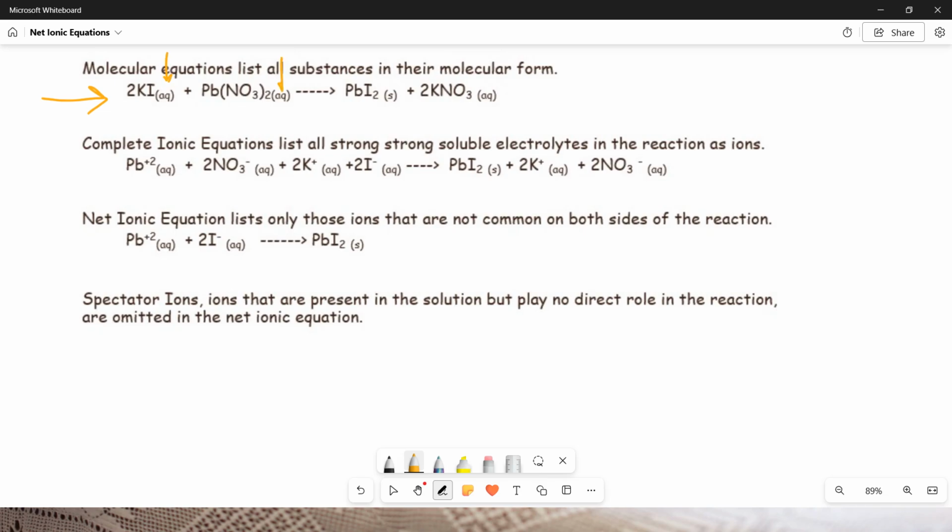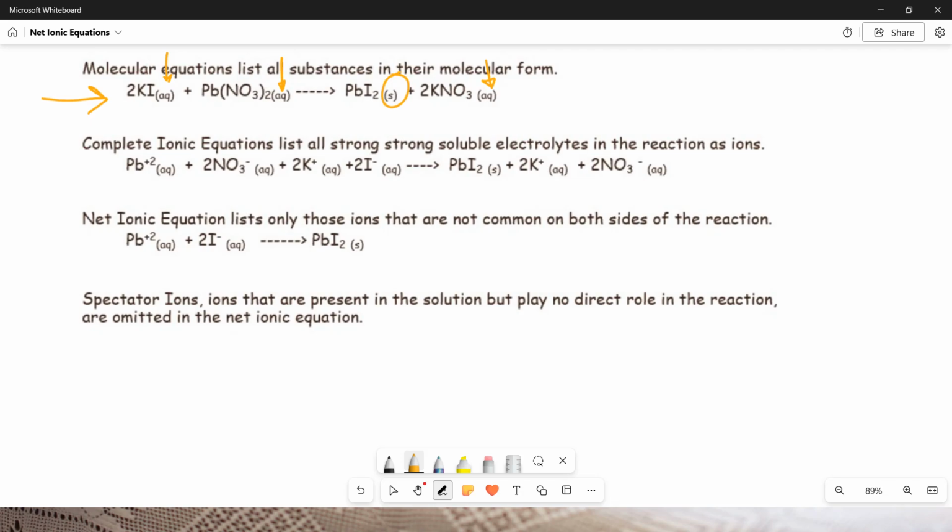You will see that most of the substances in the reaction are aqueous, meaning that they're dissolved, and because they're ionic, they break apart into their ions, cations and anions. It is really important for a net ionic equation to be able to be written that one of the products is either a solid, liquid, or gas. Solids, liquids, and gases do not break apart in solution.